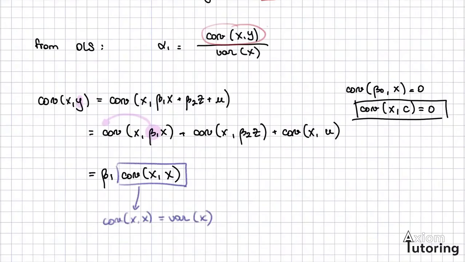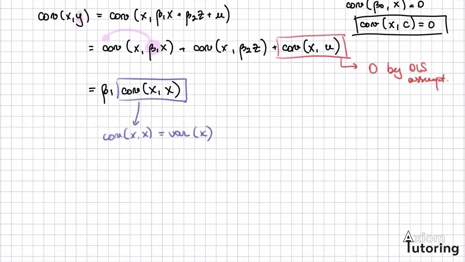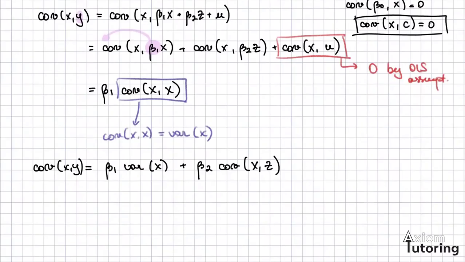And for the last one, the property we are going to use is that the covariance between any x variable and your error term is 0 by OLS assumptions. So after rearranging this entire expression, we are left with the covariance of x and y being equal to beta 1 times the variance of x plus beta 2 times the covariance between x and z.